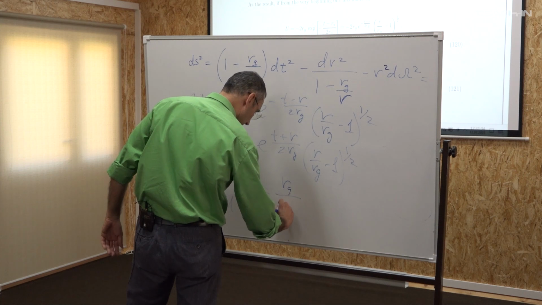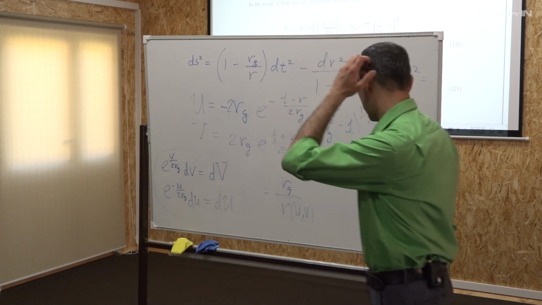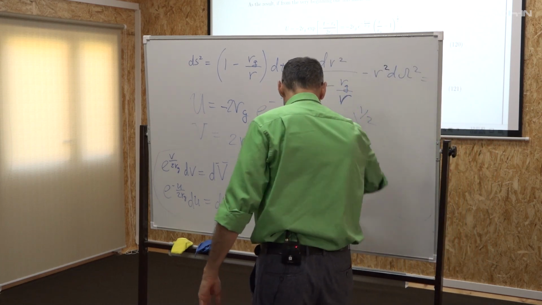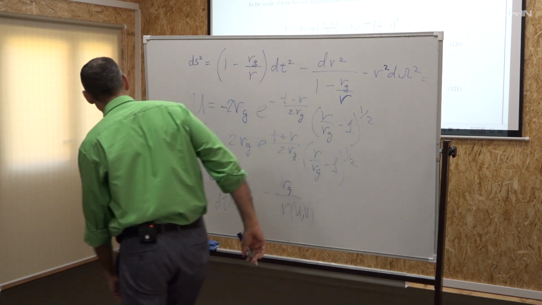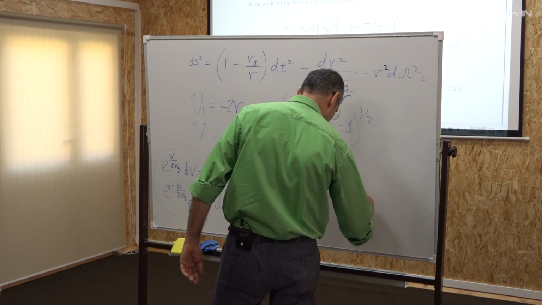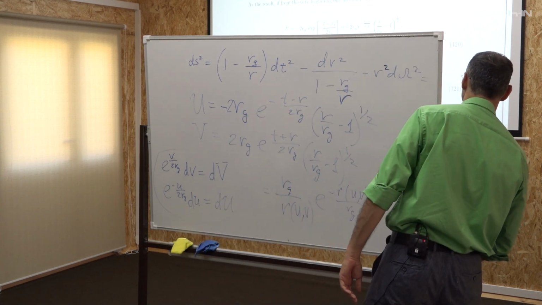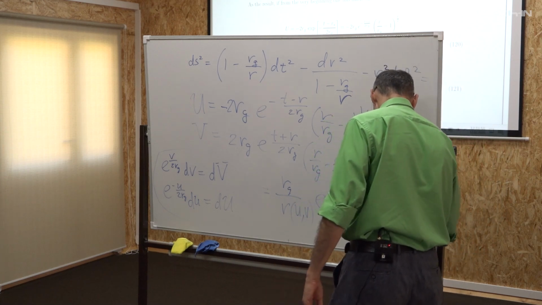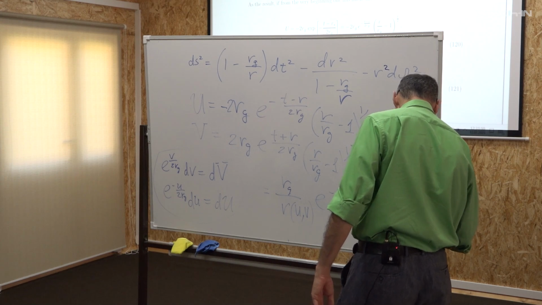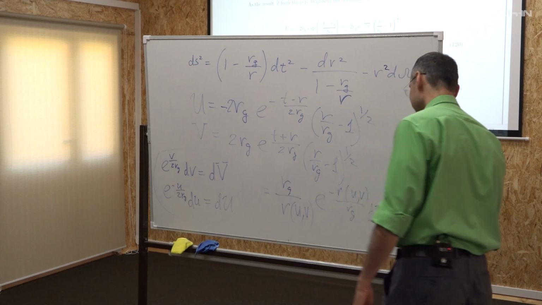rg divided by r as a function of uv, multiplied by exponent of minus r as a function of uv divided by rg, du big dv big, minus r squared d omega squared. We will see in a moment.